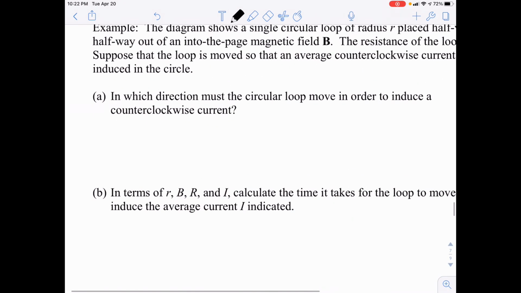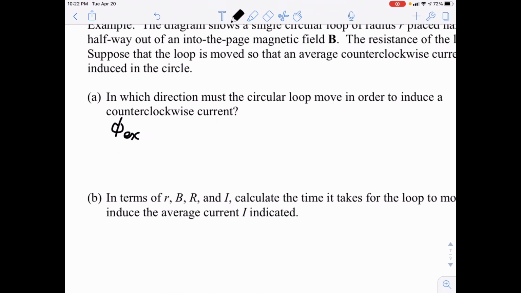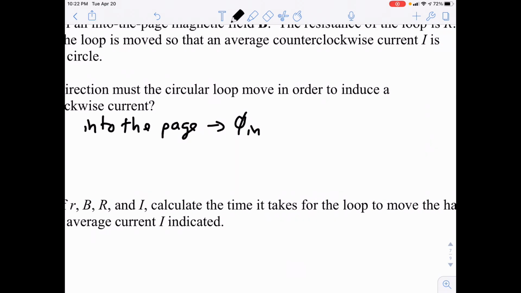If we pull it into the loop, we have an increasing external flux, because you go from half of the field in your loop to the full field in your loop. So if the external flux increases into the page, this means the induced flux will be going out of the page.